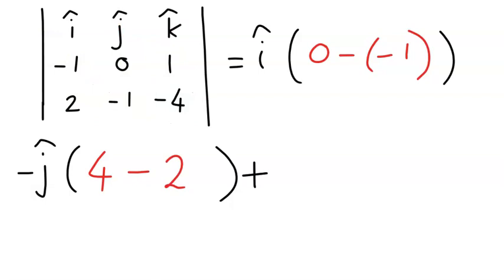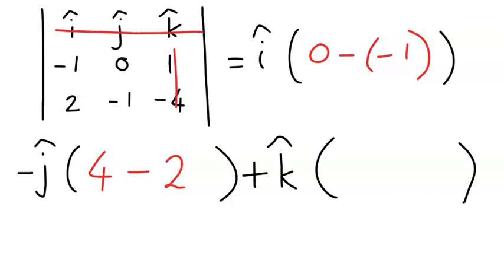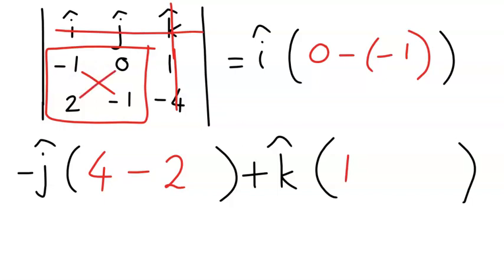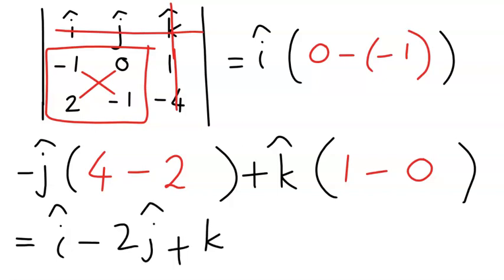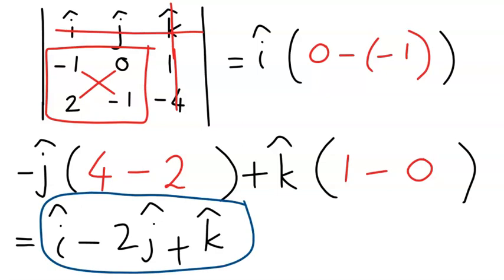And finally the z component, k hat. We cross out the k hat like that, and you're left with these four numbers, minus 1, 0, 2, minus 1. So you proceed like you're calculating a 2 by 2 determinant. So that is minus 1 times minus 1, so that's 1, minus 2 times 0, so that is 0. So the final answer is i hat minus 2j hat plus k hat, which is exactly the answer that we obtained earlier using the direct calculation method.